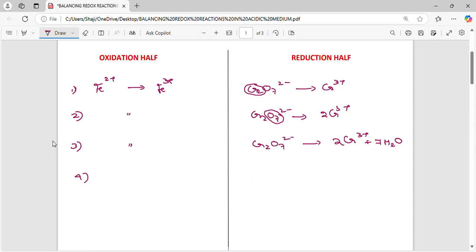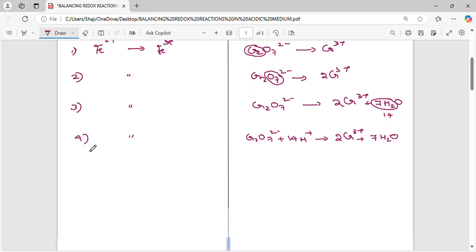Next step is to balance the hydrogen atoms. We need to add H+ ions on the opposite side. But there is no hydrogen atom in the oxidation half, so there is no change in that reaction. But in the reduction half, you see 7H2O. It represents 14 hydrogen atoms, so 14 H+ are to be added on the LHS of the reduction half. Cr2O7 2- plus 14 H+ gives 2 Cr3+ plus 7H2O. So we balanced all the atoms.